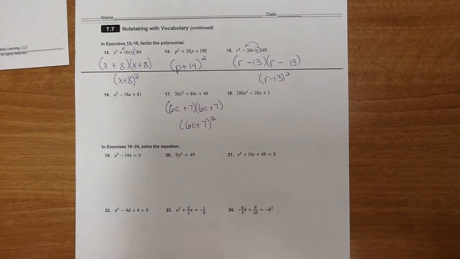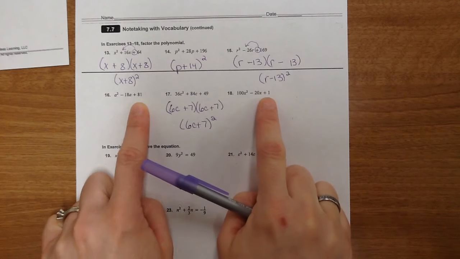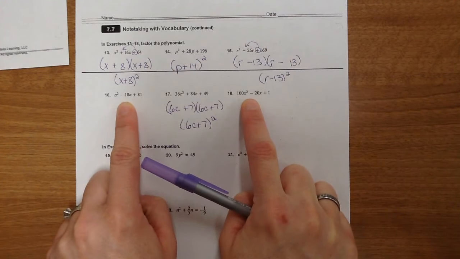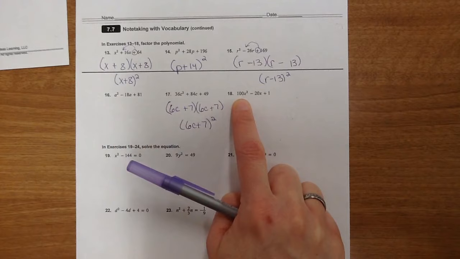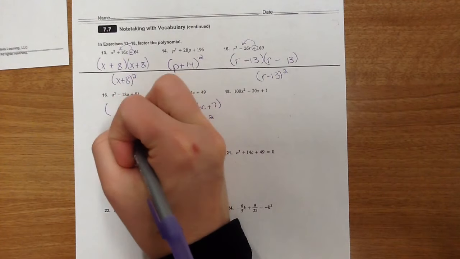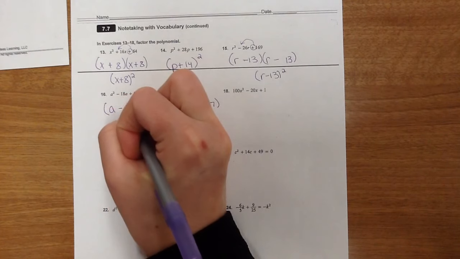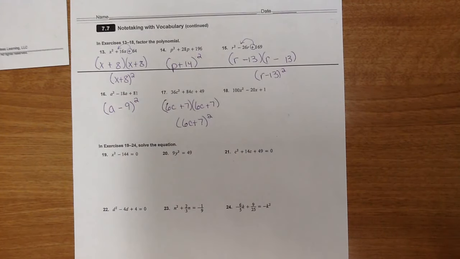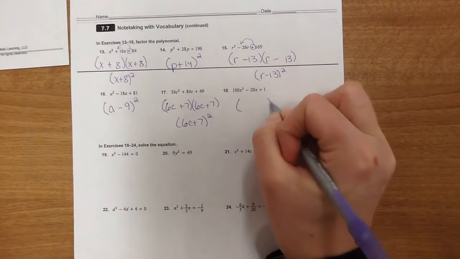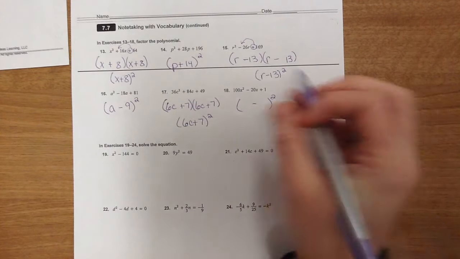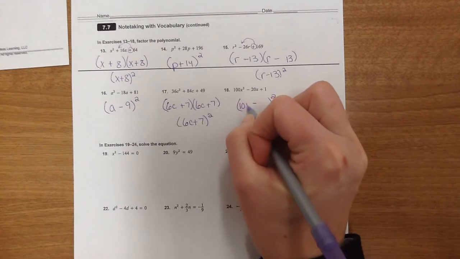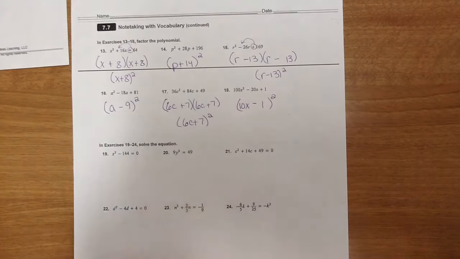Okay? Notice 16 and 18 are similar. You got the plus on the end and then the subtraction. The only difference is this has a coefficient out front. So we know this is going to be a subtraction 1 quantity squared. So we take the square root of a and the square root of 81. And then the same thing here, where I know it's going to be a subtraction squared. The square root of 100 is 10, and the square root of 1 is 1. So that one's nice. Okay?